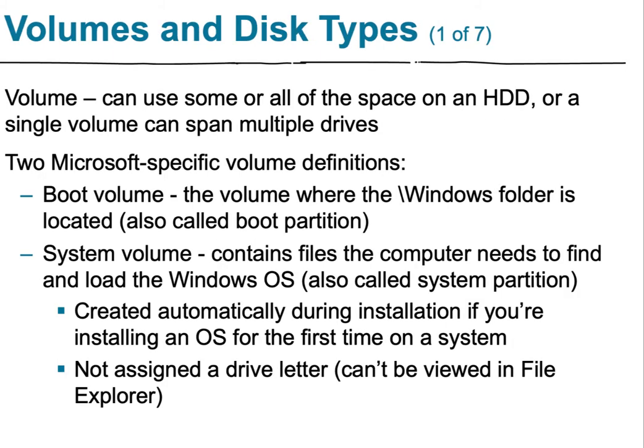Before data can be stored on a disk drive, space on the drive must be allocated to a volume. On a Windows system, each volume is typically assigned a drive letter, such as C, D, or A. A volume can use some or all of the space on an HDD, or a single volume can span multiple drives. Before you go further, there are two Microsoft-specific volume definitions you need to know.